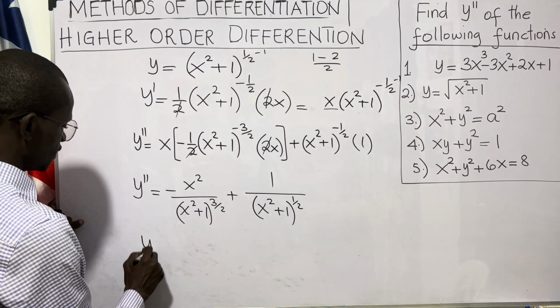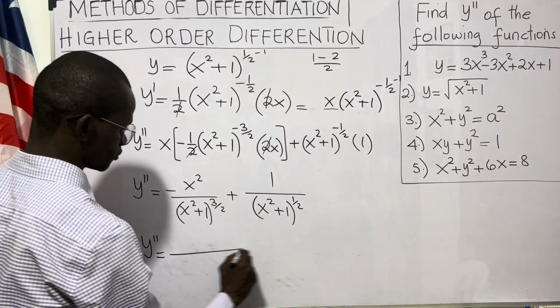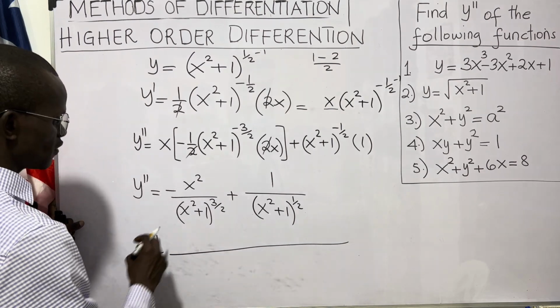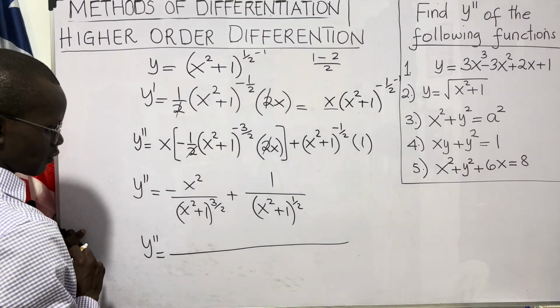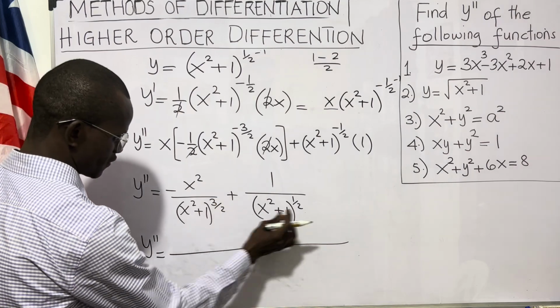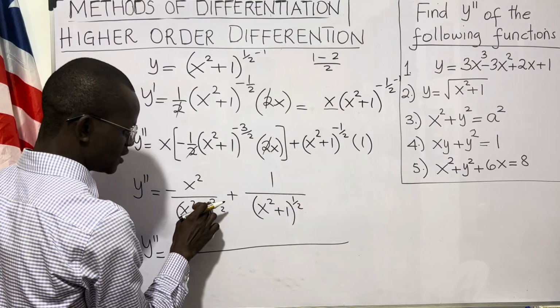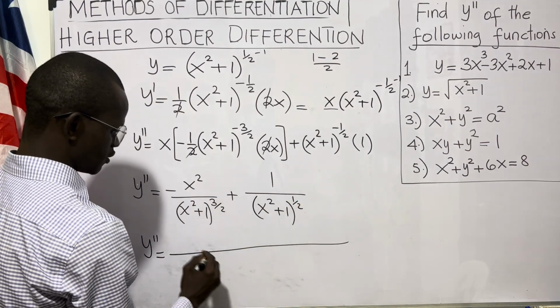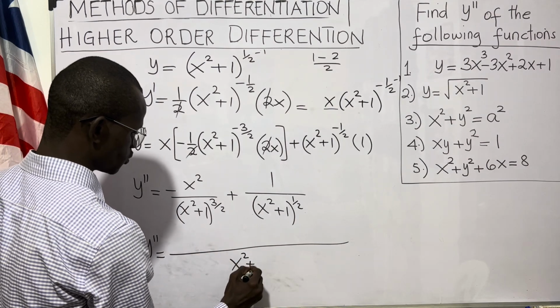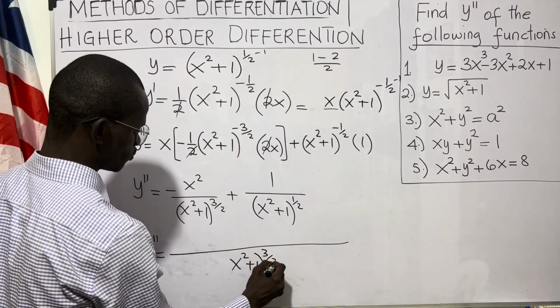So now I can find the LCD. y prime prime equals the LCD for both of them. So now this is half. This is half. This is 3/2. So this is bigger than this. So the LCD is x squared plus 1 raised to the power 3/2.